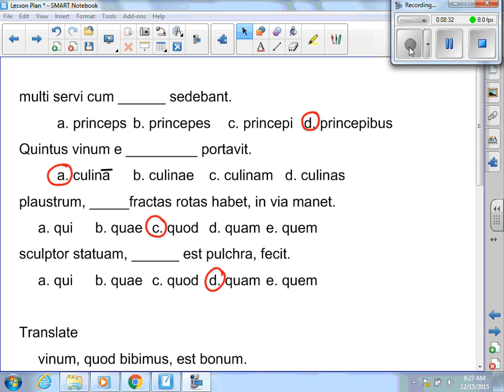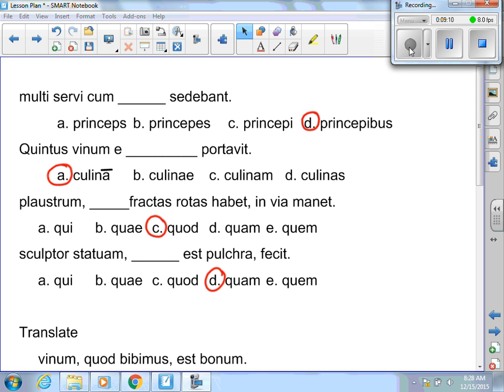Plerique, select quod. The reason I select quod is because it is neuter and singular. Qui is nominative, plural and masculine, singular and masculine. Quae is singular and feminine. Quam is accusative and singular, and quem is accusative and singular. So the accusatives aren't going to match because, well, I need a subject here. I have quod and quae. Remember that the antecedent dictates the gender of the relative, which is nominative.